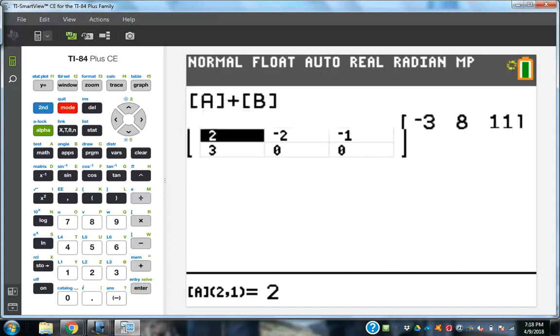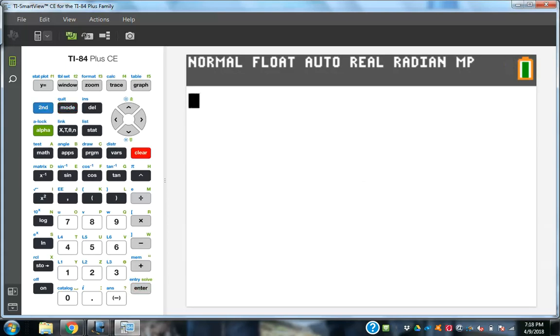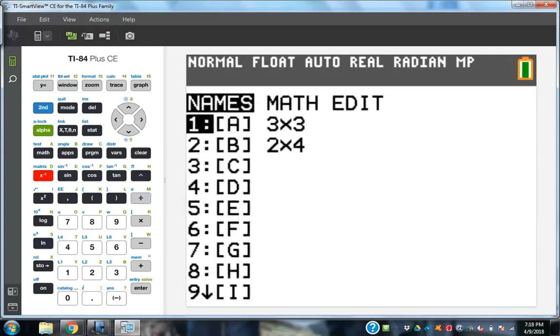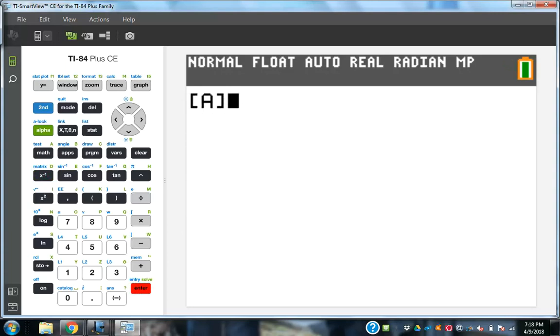I'm going to hit second, quit to get back to the regular calculator screen. I'm going to go get that matrix with the name. So second, matrix, matrix A. I've got an inverse button on my calculator, right there underneath math. I don't hit second, I don't hit anything else. I just hit inverse, and it's going to put the -1 up there. That's A inverse. I hit enter.